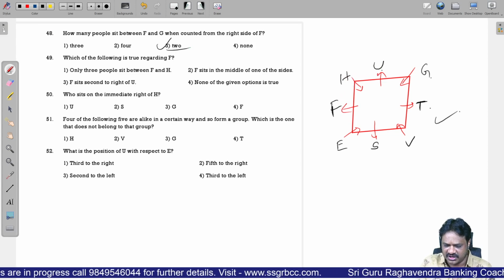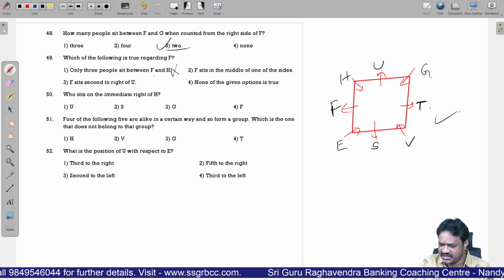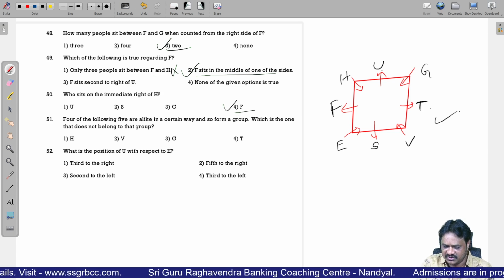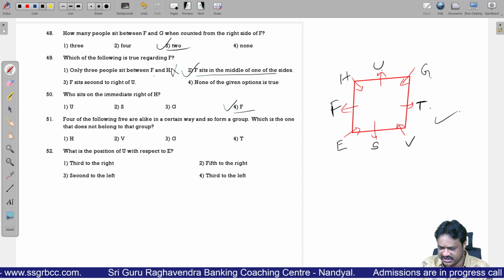Which is true regarding F? Only three persons are there between F and H, not correct. F is in the middle, that is definitely correct. Who is to the immediate right of H? The answer is F.